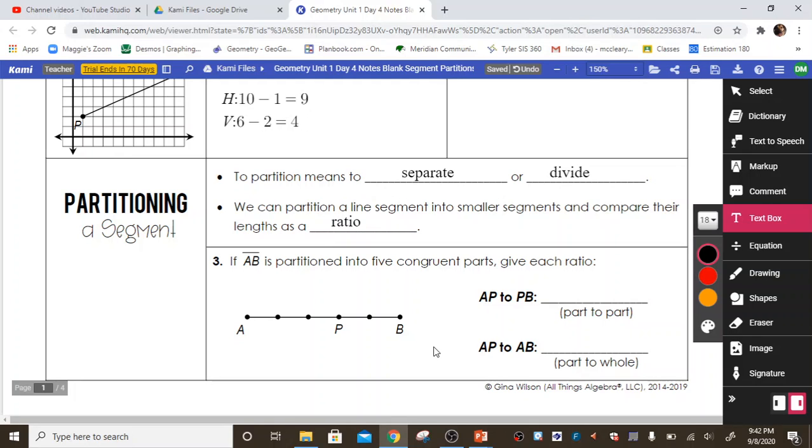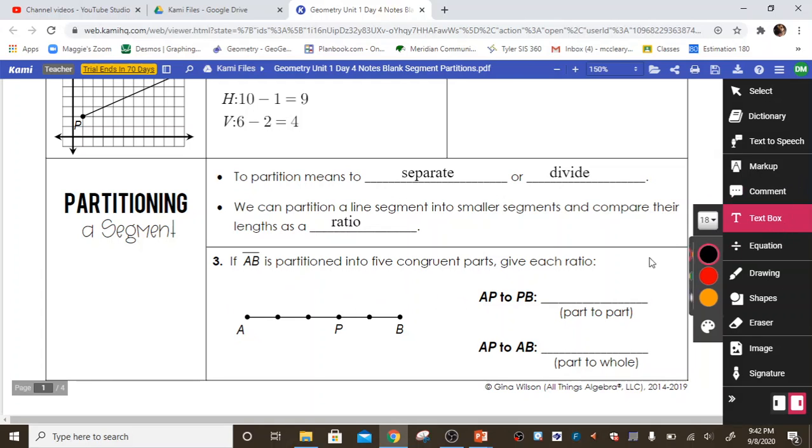Especially, so we're going to have a segment that's broken into smaller parts. We're going to be able to take a ratio of part A to part B, or we're going to be able to take a ratio of, say, part A to the whole thing. Okay, so AB is partitioned into 5 congruent parts. Give each ratio. So we want to find the ratio of AP to PB.